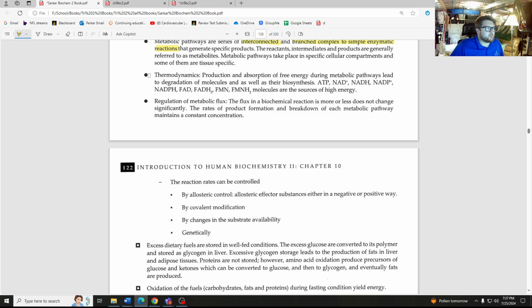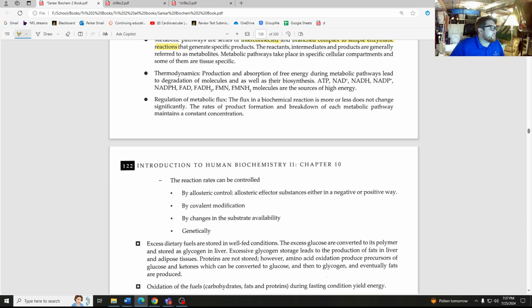Of course, the thermodynamics part of it, we already covered this. That's the endergonic versus exergonic, all that kind of stuff. Breaking stuff down releases heat, building stuff up requires energy to be put in.